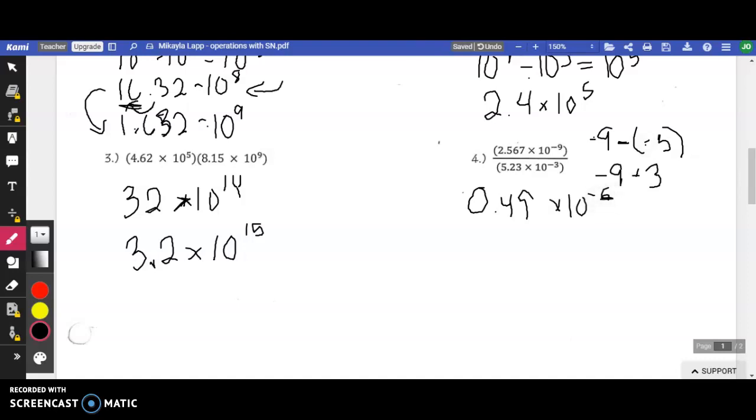Now again, this time we have to make this 1/10 power larger. So it's 4.9. So essentially we had to multiply this by 10, which means we have to divide this by 10 or make this 1/10 power smaller. Well, one number smaller than negative 6 is negative 7. So there's your answer there. It's 4.9 times 10 to the negative 7th, okay?